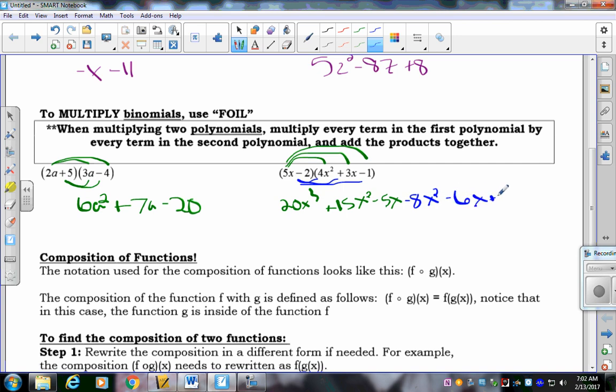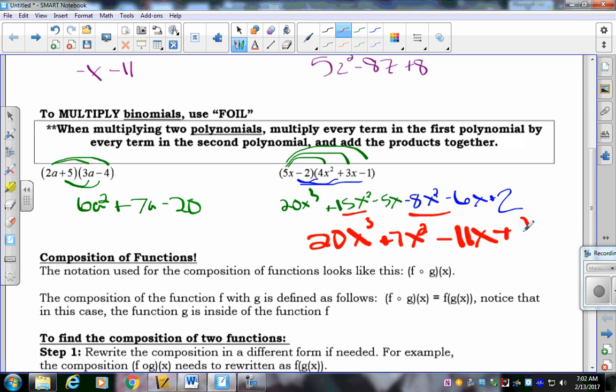Okay, right? Once again, signs, signs, signs. And then combine your like terms. So we get 20x to the third. 15x squared minus 8x squared is a positive 7x squared. Negative 5x minus 6x is negative 11x. And then you got the plus 2.